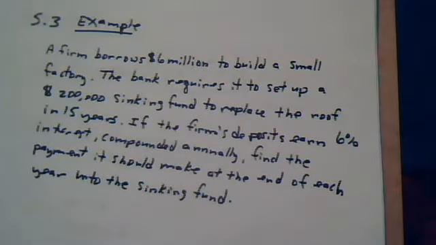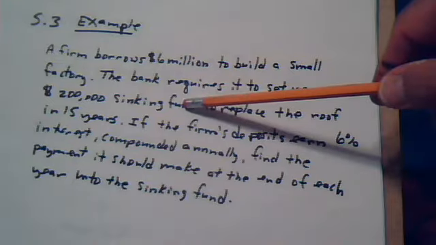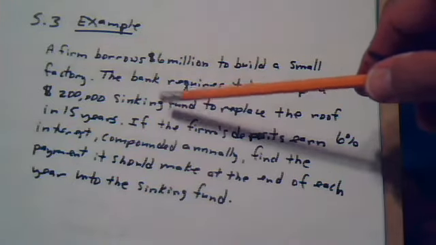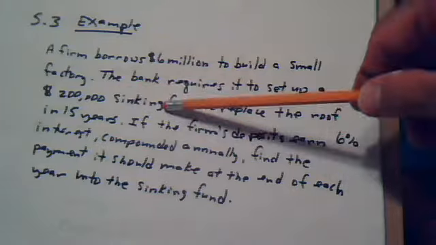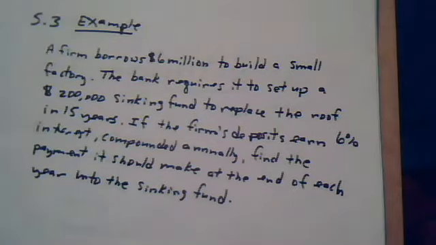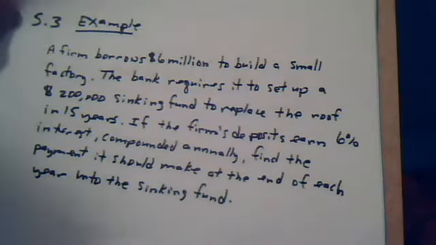A firm borrows $6 million to build a small factory. The bank requires it to set up a $200,000 sinking fund. So they're telling us right from the beginning that this is going to be a deposit setup. A sinking fund is a deposit setup to replace a roof in 15 years. If the firm's deposits earn 6% interest compounded annually, find the payment it should make at the end of each year into the sinking fund.